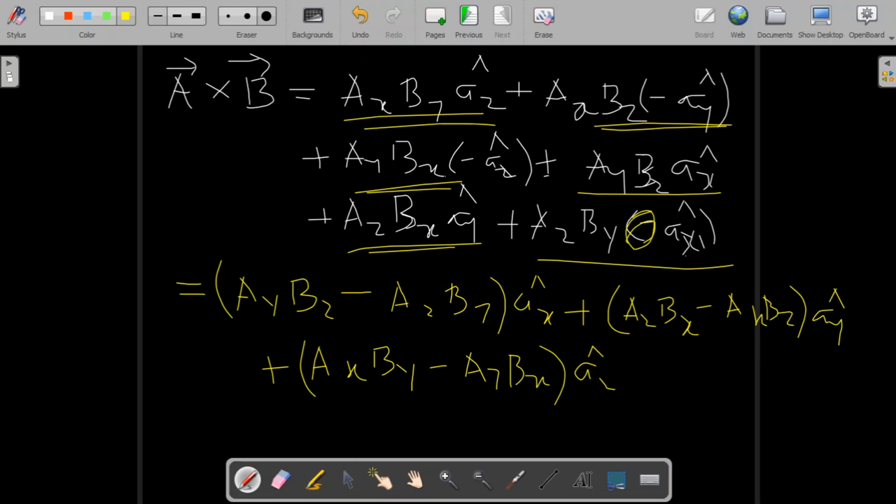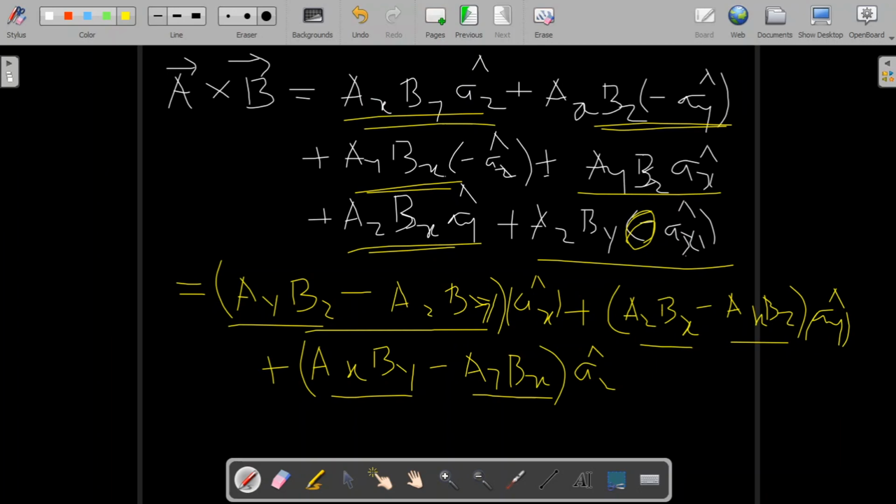This is the expression for A cross B. Now look at this equation. Can I write it in a better form? I have ay bz minus az by, and x cap is common, and this minus this, and ay cap is common, this minus this, and az cap is common. So what comes to my mind is I can write it in determinant form.